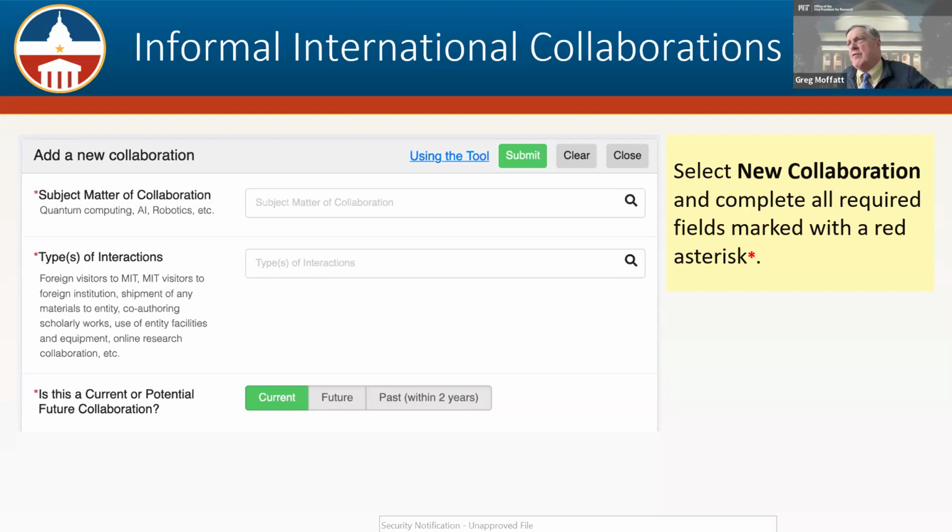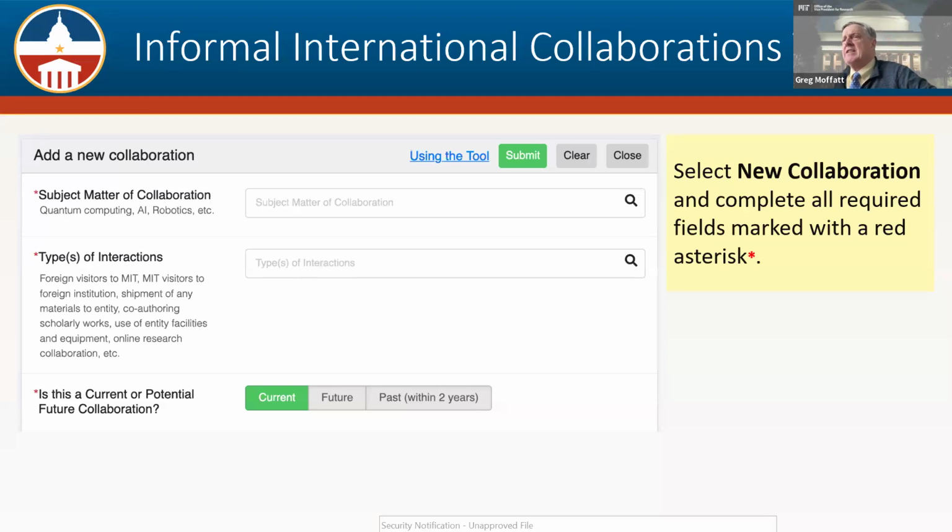So there's a short series of questions when somebody decides to use the tool. There's a short series of questions that we require them to answer, including the subject matter of the collaboration. You can see on the screen, that's a very generic subject area: is it something like quantum computing, AI, robotics, mechanical engineering, et cetera? And then what are the types of interactions? I went through a bit of a laundry list: is it a speaking engagement, co-authorship, use of facilities or equipment? And is it a current, a proposed, or a past collaboration?